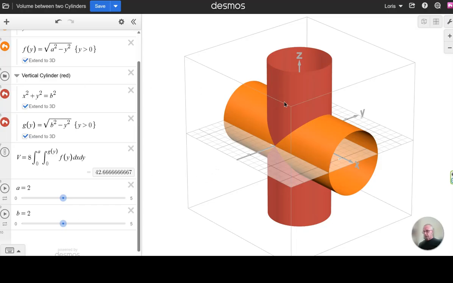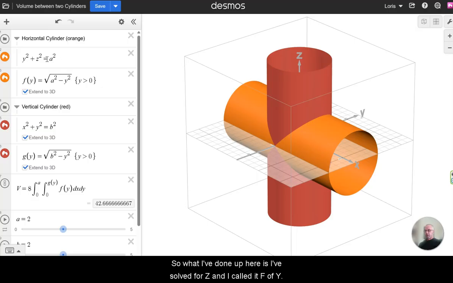So the volume, it looks like, if we're going to use dx dy as our limits of integration, then the integrand is going to be what's going on in the z direction. What's going on in the z direction, I've called f of y. So what I've done up here is solve for z, and I call it f of y. You can't call it z. Desmos 3D will not let you label or name a function with z. So we're going to use f for solving for z here. And so f of y is this expression here, the square root of a squared minus y squared.